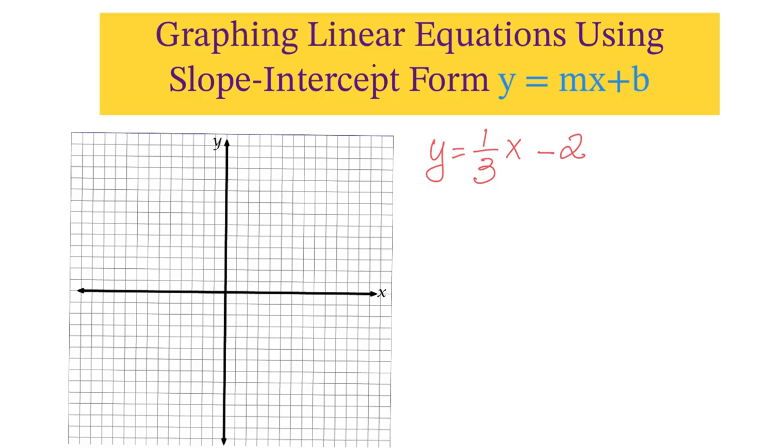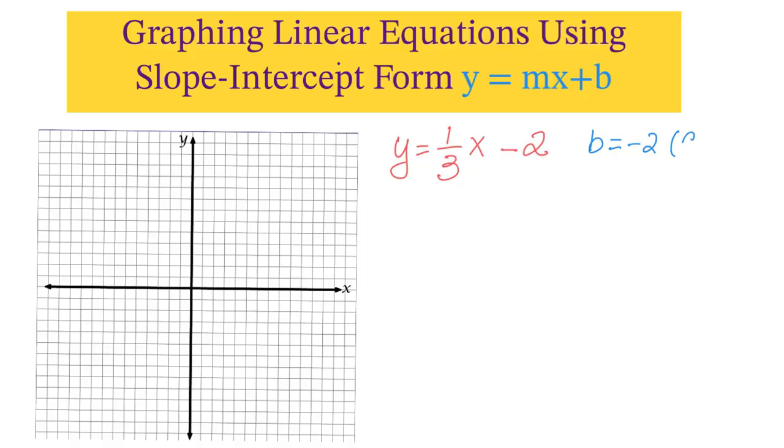Now let's do a fraction, because this is where students usually hesitate. y = 1/3 x - 2. First, find b. Our b is -2, which means this is a point where x is 0 and y is -2. Let's plot that point. -2 will be at the bottom. Here we go.